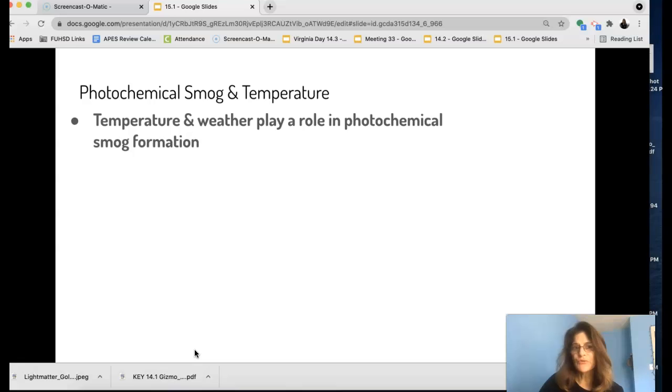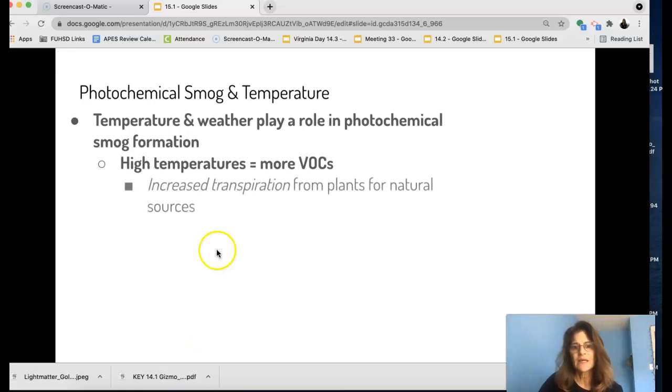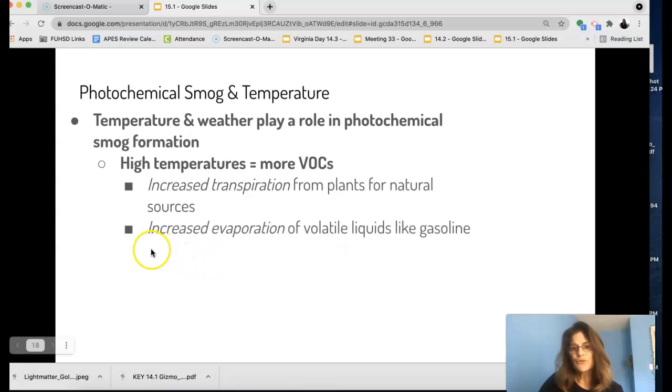It is important to note that smog is made even worse when temperatures are high, because when temperatures are high, you get more VOCs. Now, why is that? A couple of reasons. When temperatures are high, you get more transpiration from the leaves of plants. And remember that one natural source of VOCs is from the leaves of certain plants. Also, when temperatures are high, you get increased evaporation of volatile liquids like gasoline, which are spilled onto the asphalt, and they're going to create more VOCs.